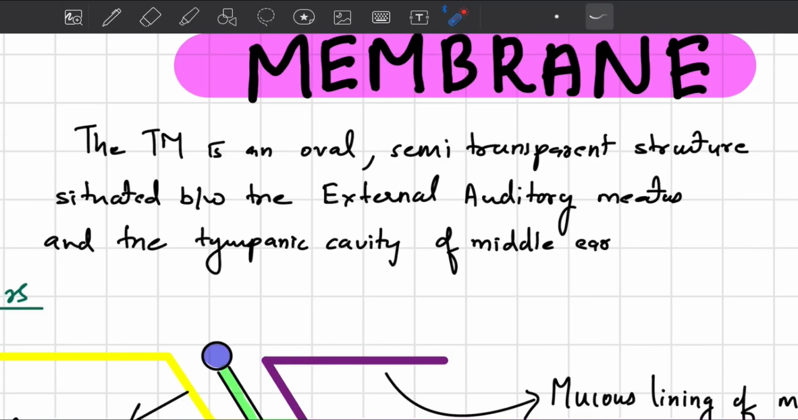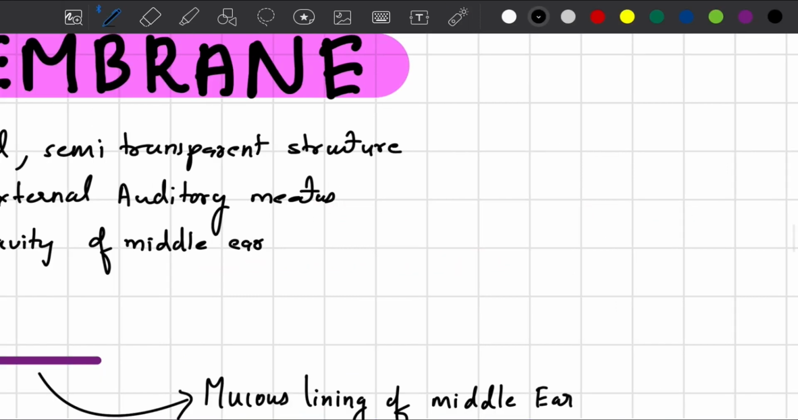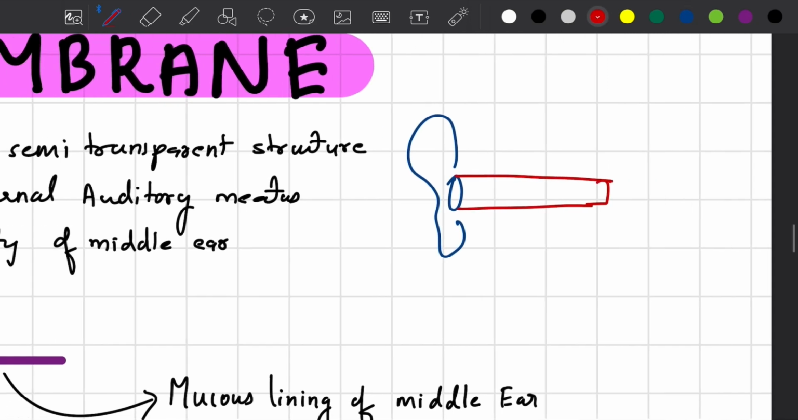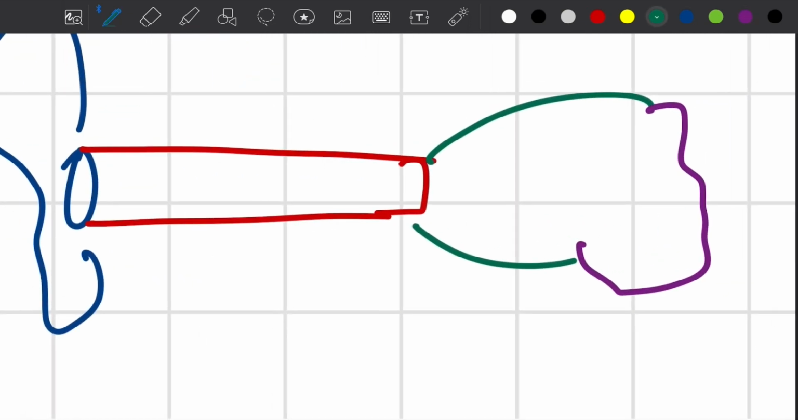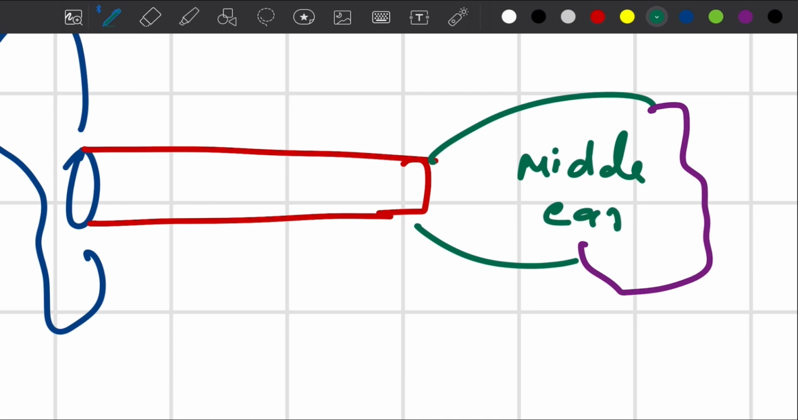The tympanic membrane is an oval, semi-transparent structure situated between the external auditory meatus and the tympanic cavity of the middle ear. Suppose this is the ear pinna and this is the external auditory meatus. This is the middle ear and we have the inner ear here. So the junction connecting the middle ear and the external auditory meatus is marked by an oval semi-transparent membrane called the tympanic membrane.